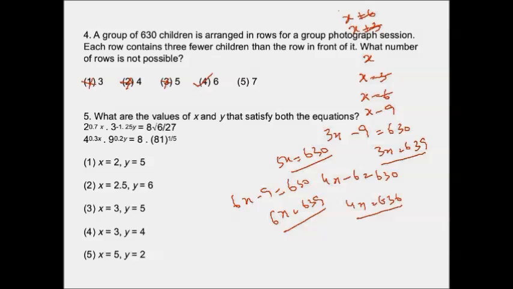The second equation is a bit easier because here we have got 8 and here we have got 4 to the power 0.3x. So 4 to the power 0.3x means 2 to the power 0.6x. And if 2 to the power 0.6x is 8, that means 2 to the power 3, so x must be 5. So there is only one option which contains x is equal to 5 and my answer would be option 5 and C.